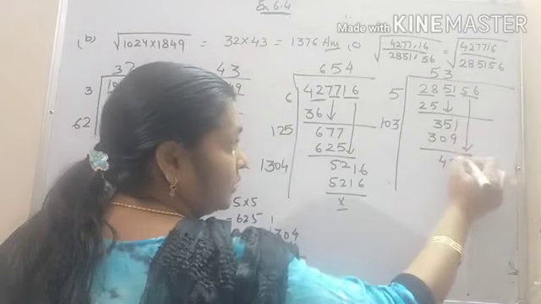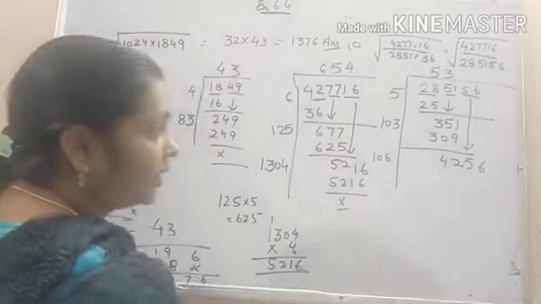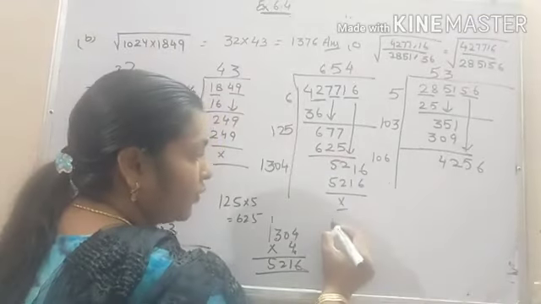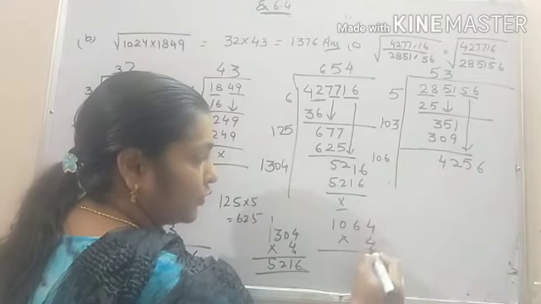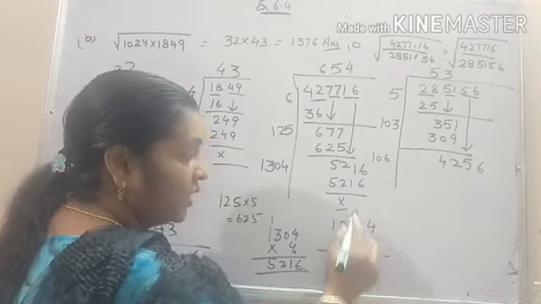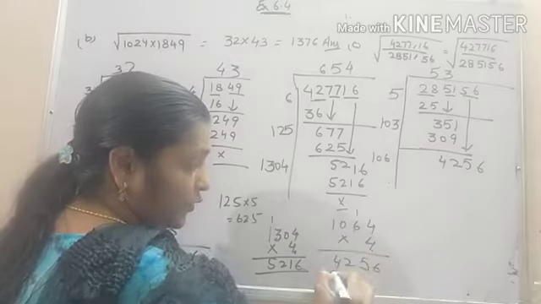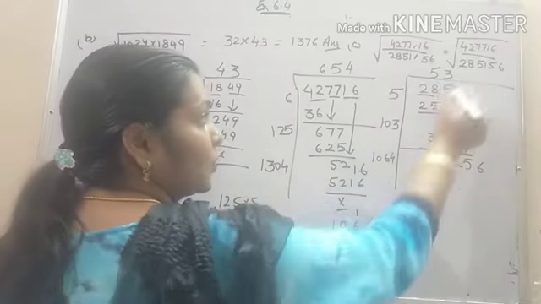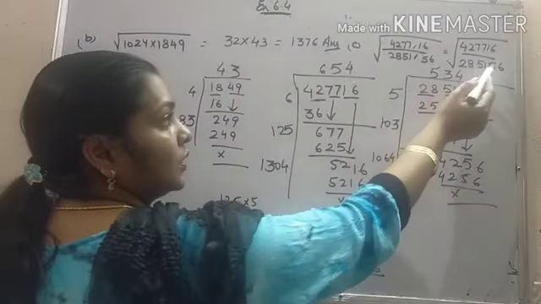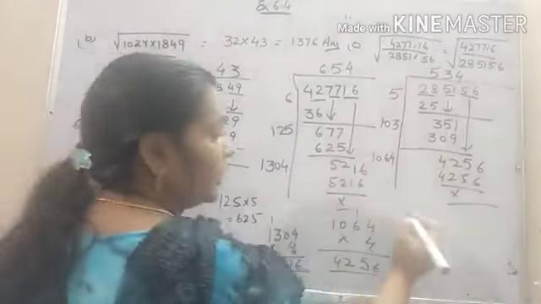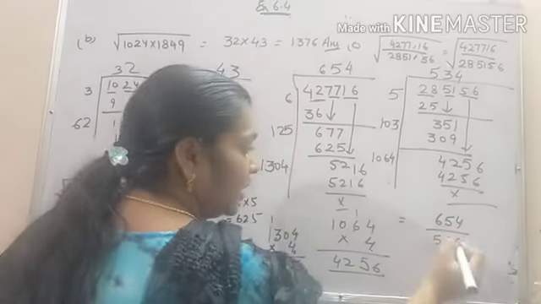Bring the next pair down. Double of 53, 106. Now it will go on 4 I think. Let's check because 1 and 4 is there. So I am checking for 4. 4 4s are 16, 1 carry, 4 6s are 24 plus 1, 25, 2 carry, 4 1s are 4. Yes, we get the exact term. It is 4 over here, 4256. So we get the roots of both the numbers. So solving it, it will be equal to 654 upon 534.